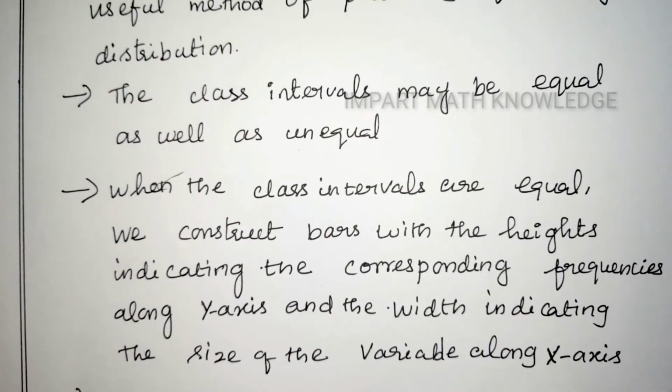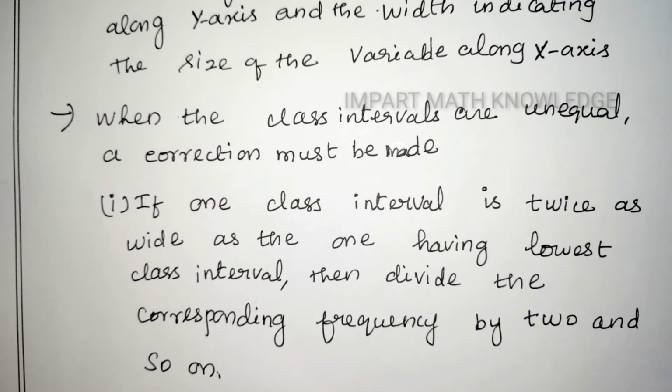When the class intervals are equal, we construct bars with the heights indicating the corresponding frequencies along the y-axis and the width indicating the size of the variable along the x-axis. When the class intervals are unequal, a correction must be made. If one class interval is twice as wide as the one having the lowest class interval, then divide the corresponding frequency by 2, and so on.